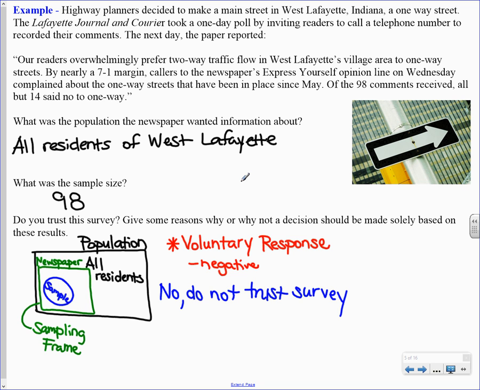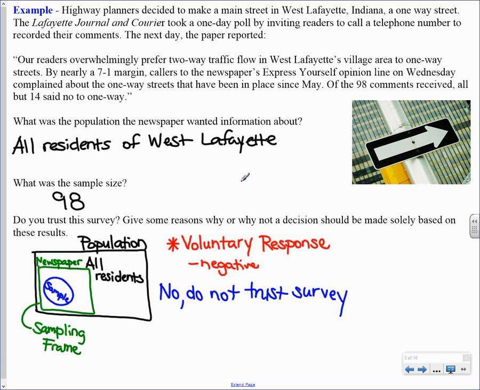Okay, this one again, we're looking for the population and thinking a little bit more about if we would trust this situation. It says the highway planners decided to make a main street in West Lafayette, Indiana, a one-way street. The Lafayette Journal and Courier took a one-day poll by inviting readers to call a telephone number to record their comments. The next day, the paper reported our readers overwhelmingly preferred two-way traffic flow by a margin of 7 to 1. Of the 98 comments received, all but 14 said no to one way.